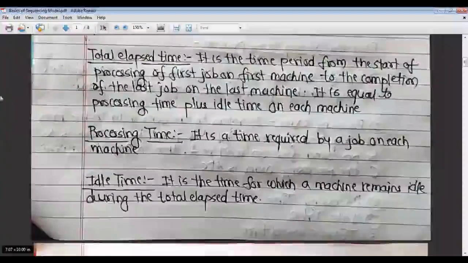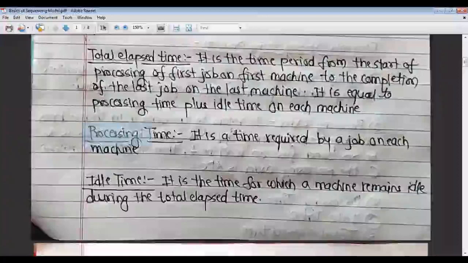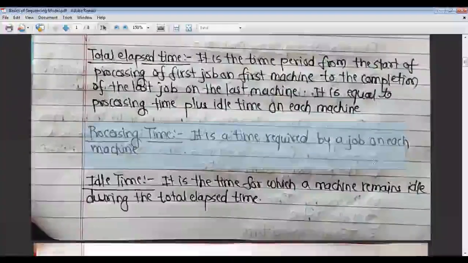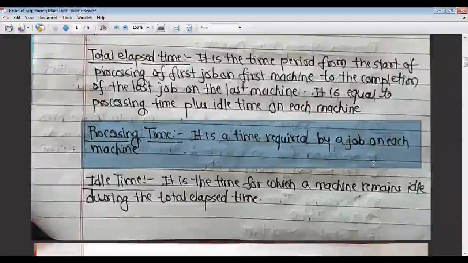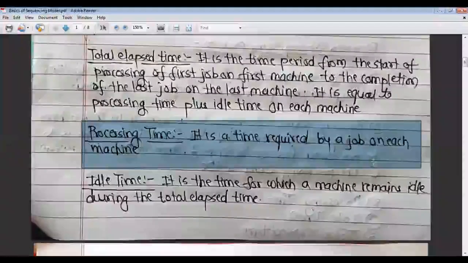We came across another terminology, which was processing time, and here is the actual meaning of processing time. What is the processing time? It is the time required by a job on each machine, right?